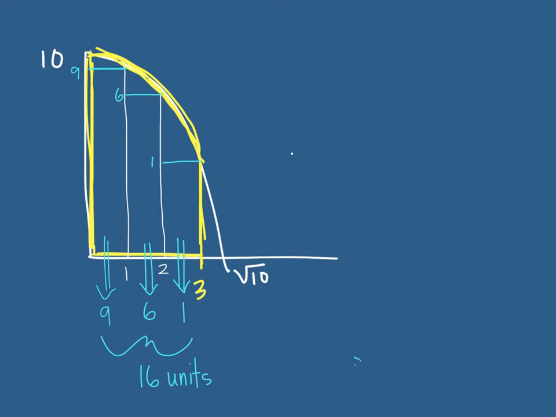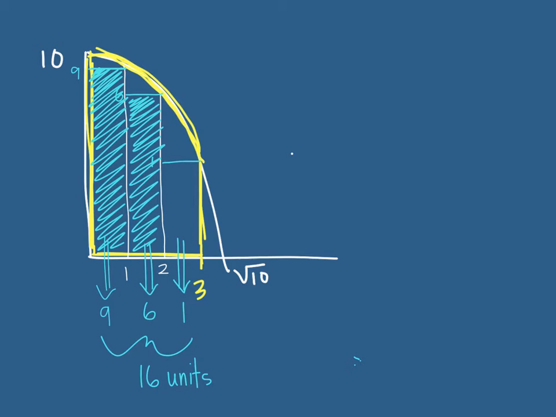Is that accurate? Is it an under approximation or an over approximation? It's an under, okay, because I just did this area plus this area plus this area. All right, so 16 is an under approximation. Okay, well, let's try an over approximation.